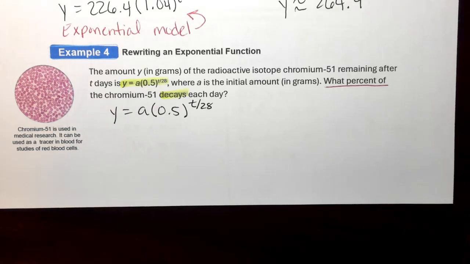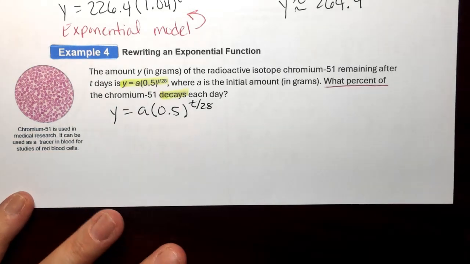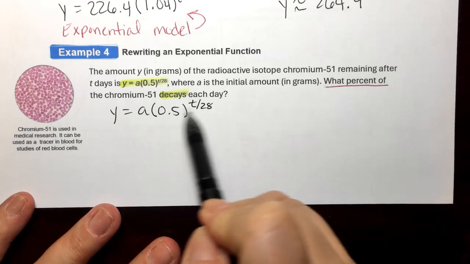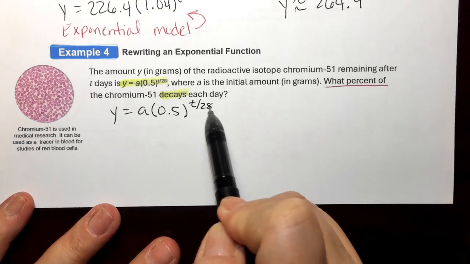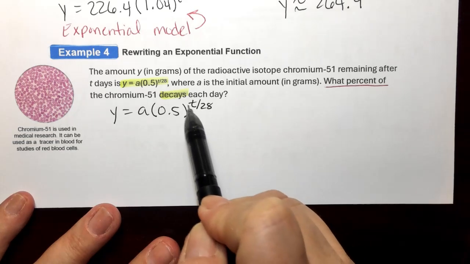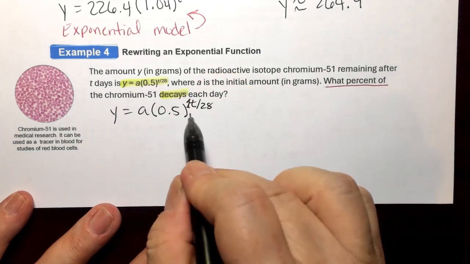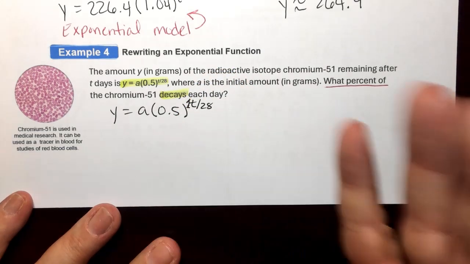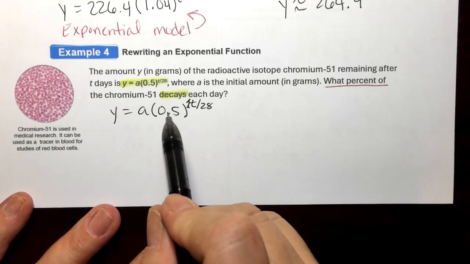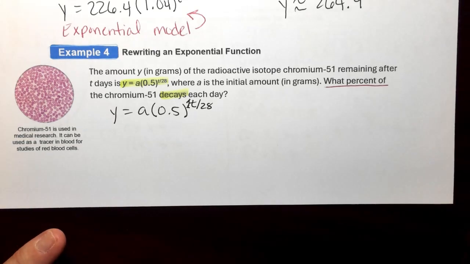Okay, so I know it's been a little while since you've done power rules. But we are going to separate this t off of the 28. All right, so we're going to imagine this is like 1t over 28. We want to pull the t out like it's been in our other models. So what could we do to do that?